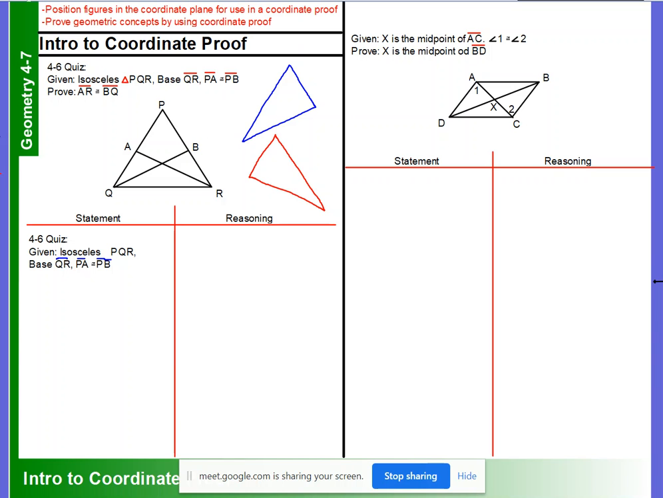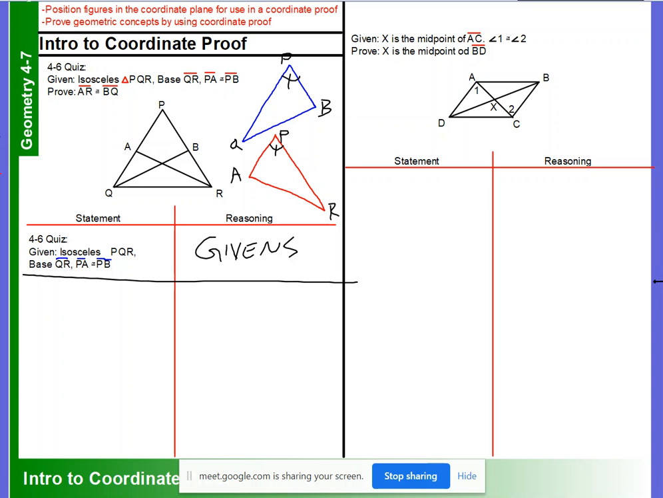All right, so we know this is P. We have B, A, and this point here is Q, and this one is R. Okay. All right, and so we know that this angle is congruent to this angle because they are the same angle. All right, so we have our givens already written. Okay, so can I have a volunteer give us our first statement?